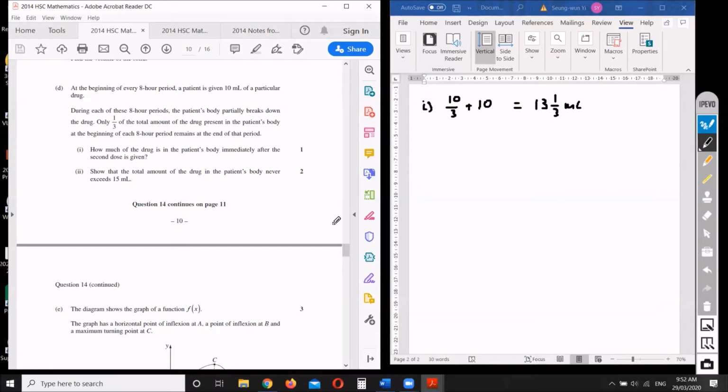Show that the total amount of the drug in the patient's body never exceeds 15 milliliters. Now, is that going to be like an arithmetic series? No. Very close, but I like the way you're thinking. You're very close to getting there. Do you want to have another attempt? Would it be geometric then? Yes, it'll be geometric. And in particular, what part of geometric series would it be? Infinite? Yeah. What's that called?